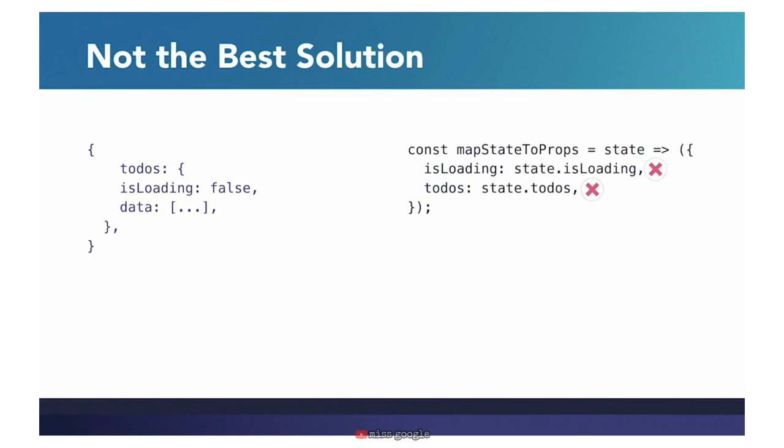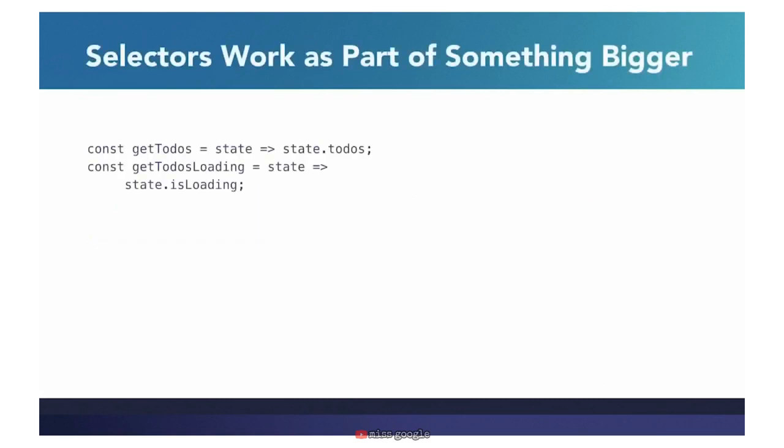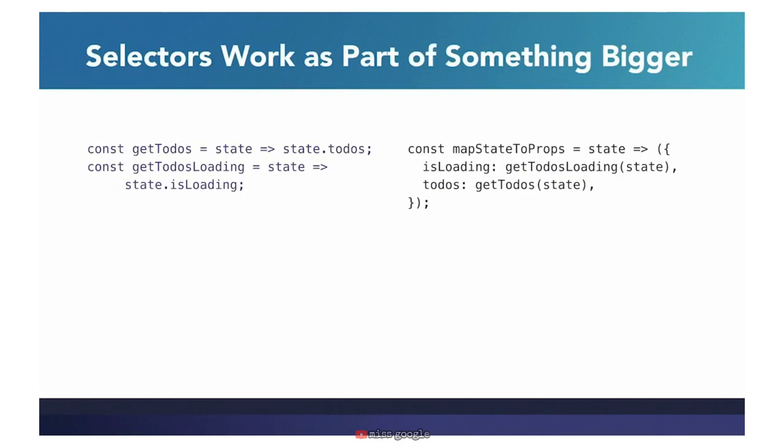But the problem here comes up if we have multiple components that we're all referencing state.todos and state.isLoading directly, because now we have to go through and change all of them to reflect our changes to how our data is stored. What we could do instead is, rather than referring directly to state.todos.data or state.todos.loading or whatever it is that we're trying to pull out of the state, we create some simple functions called getTodos and getTodosLoading, and we use these functions in the mapStateToProps for all our components.